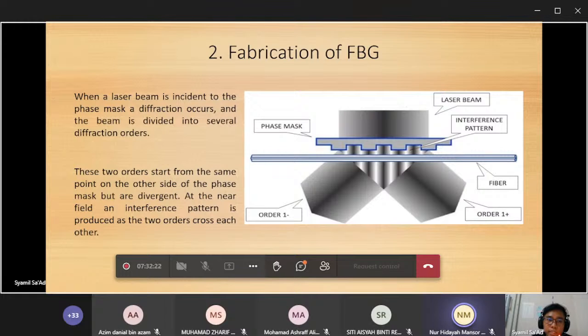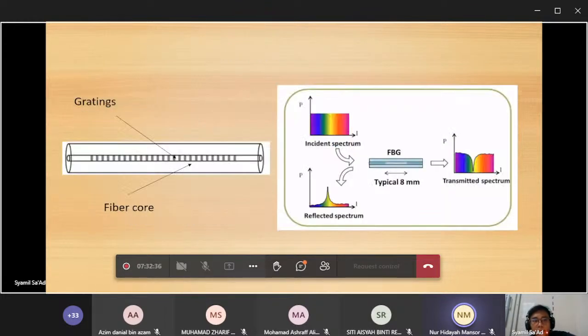When the laser beam is incident, the beam is divided into several diffraction orders. The two orders start from the same point, and in the near field an interference pattern is produced as the two orders cross each other. See the figure for reference. After the process, you can see the gratings, which is the interference pattern at the fiber core. In the right picture, the broad incident spectrum comes into the fiber core, the gratings, typically about 5 to 8 millimeters. Some light is reflected and some is transmitted through the fiber.